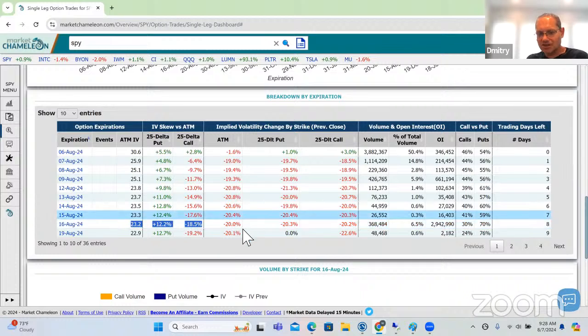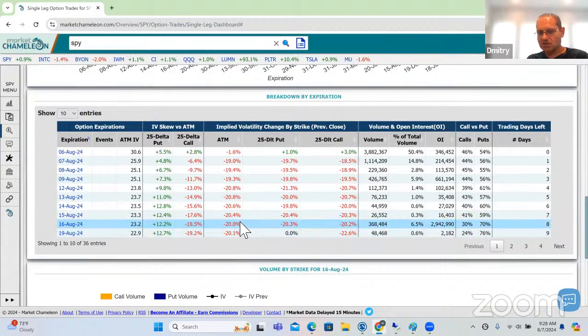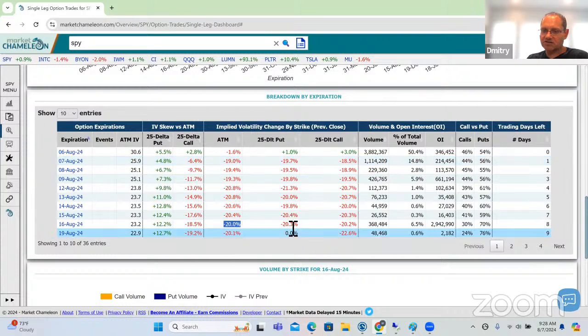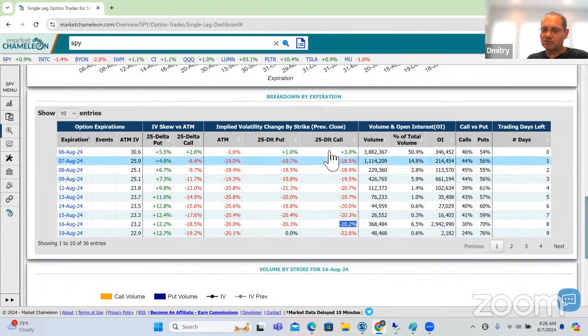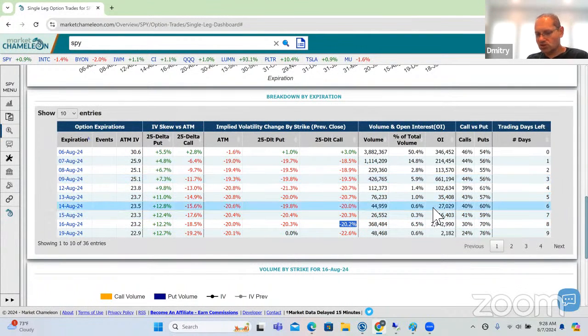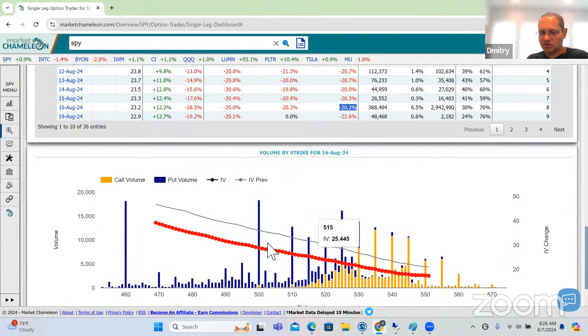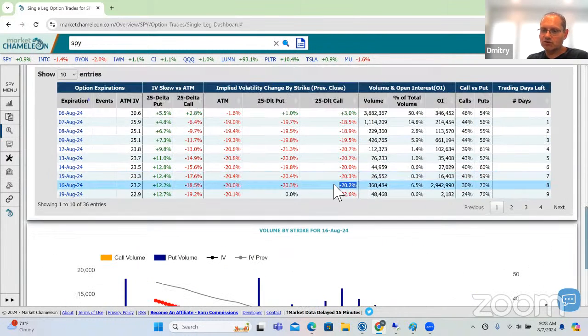So here you could see that the implied volatility on that same strike decreased 20% for the at the money. It decreased 20.3% for the 25 delta put, and it decreased 20% for the 25 delta call. So at least for the 25 delta and at the money, they had a similar shift all across the board, about a 20% decrease in IV on the August 16th expiration.